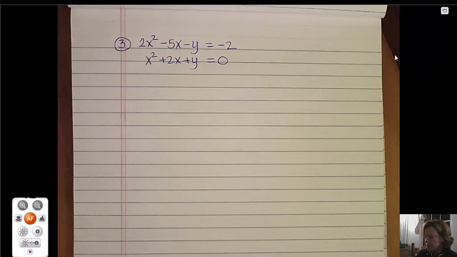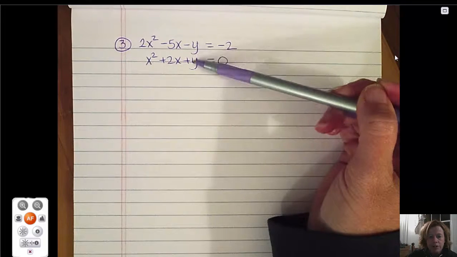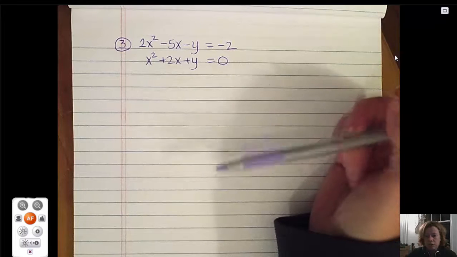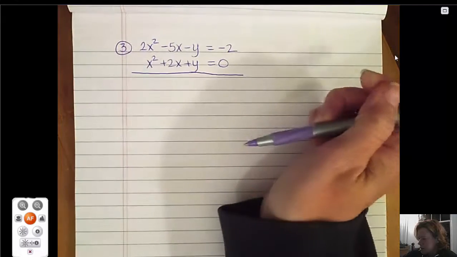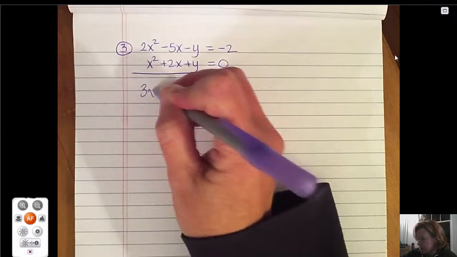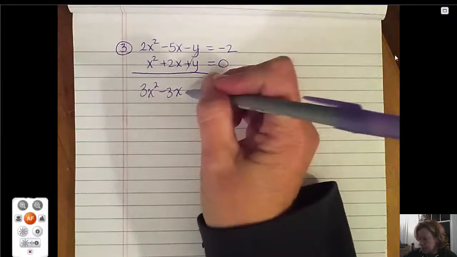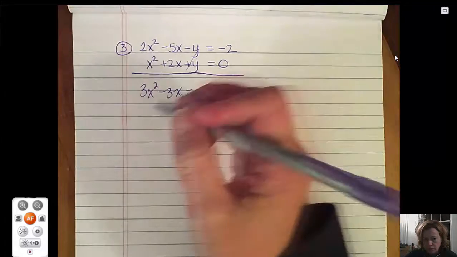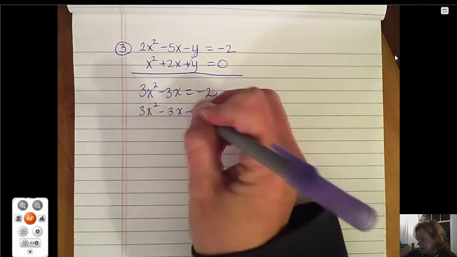So right away I notice that I have a negative y and a positive y. If I add these equations together, those y's will be eliminated, just like when we solve linear systems or 3 by 3 systems. So let's do that so you can see that that will work as well. So I'm going to add these equations, and I get 3x squared minus 3x. My y's are eliminated, and that equals negative 2. So I'll set this equal to 0 because it's quadratic. 3x squared minus 3x plus 2 equals 0.